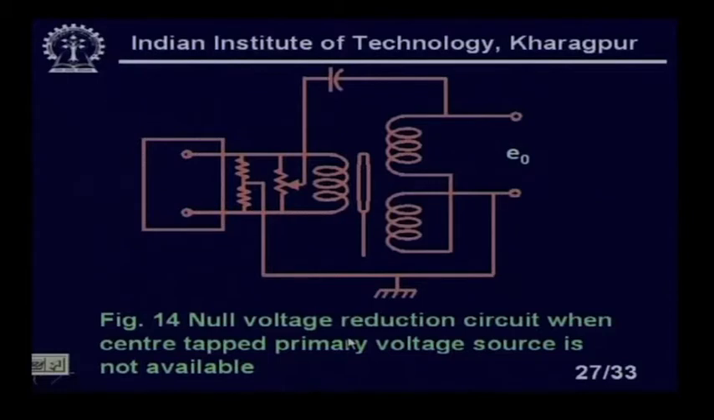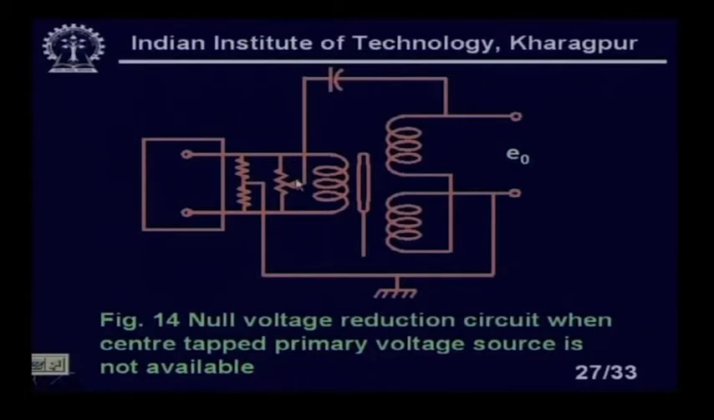Now, the next figure, figure 13, will show that if the center tap excitation voltage is not available, how it can kill this null voltage. It will look like this. You see figure 14, the null voltage reduction circuit when the center tap primary voltage source is not available.